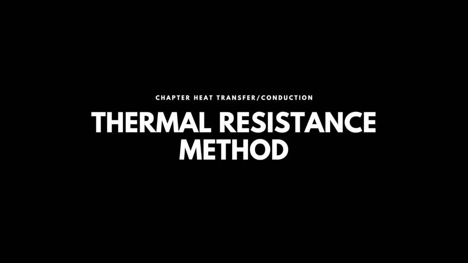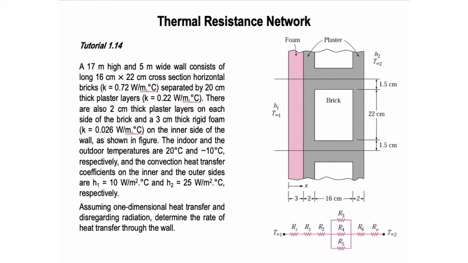So the direction of flows. So you have a 70-meter height and 5-meter wide wall consists of long centimeters, 16 centimeter and 22 centimeter cross-sectional horizontal bricks, separated by 20 centimeter thick plaster layers. There are also 2 centimeter thick plaster layers on each side of the brick and a 3 centimeter thick rigid foam on the inner side of the wall.